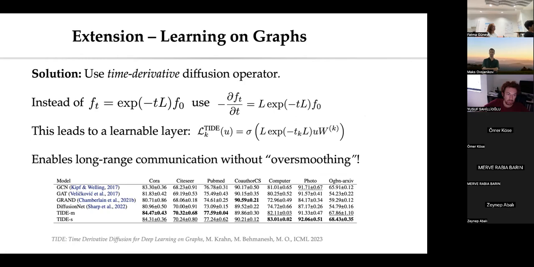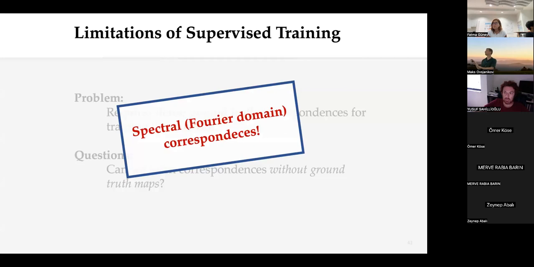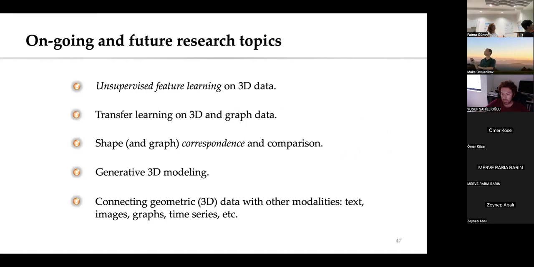I had one last extension, but I'm maybe going to skip it in case there are questions, so I'll just go to the end. This is kind of what I wanted to present. I also wanted to mention some things we are working on now, a cross section of some of the topics. There are many other things going on.